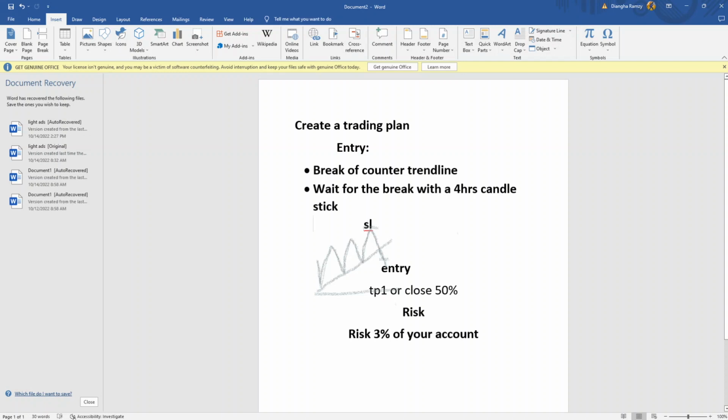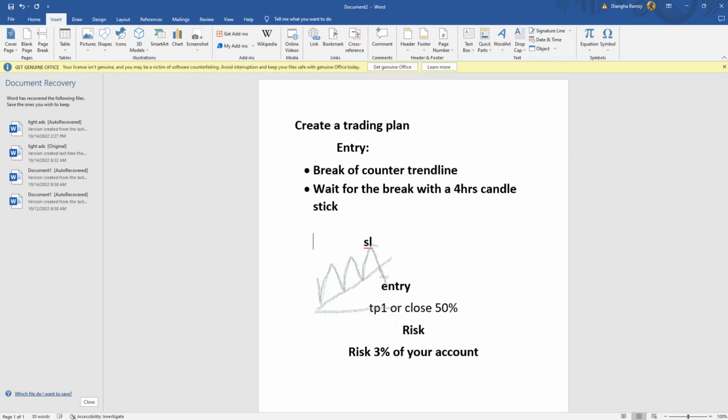Now another aspect which I always use when I hop into the chart, for more confirmation or more confluences, which is not really part of my trading plan, let me just add that. We have the fib.